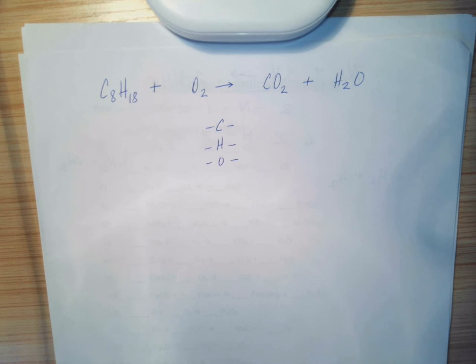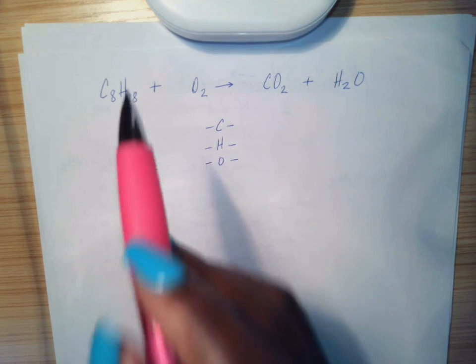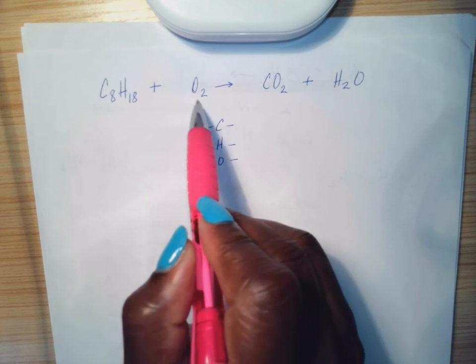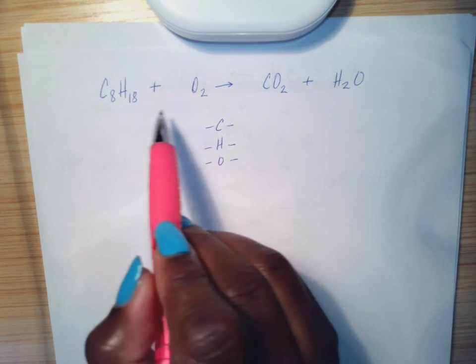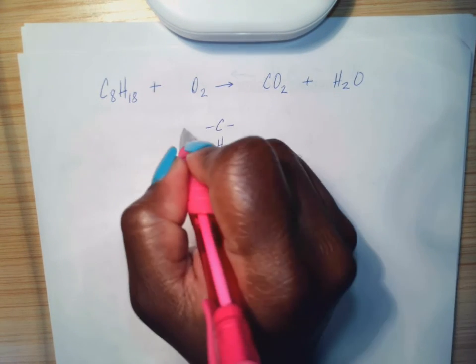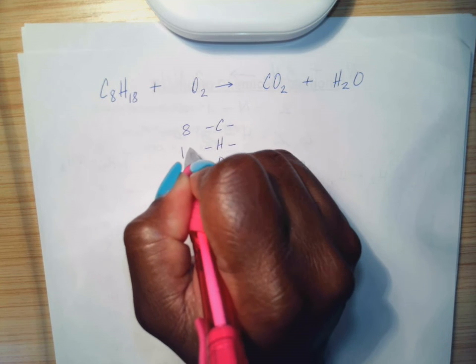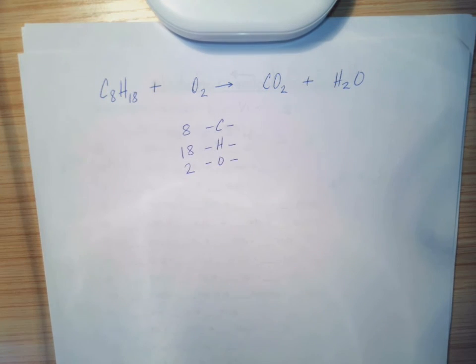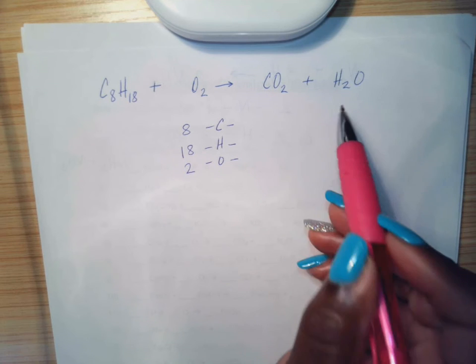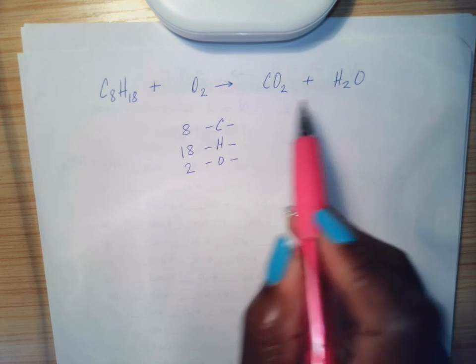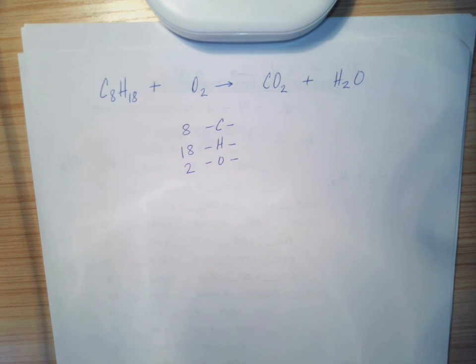So we have to look at the entire reactant side, the entire product side. So on my entire reactant side, each atom appears only one place. So I have 8 carbon, 18 hydrogen, 2 oxygen. Product side, that's not the case. My carbon and my hydrogen each appear only one place, but my oxygen appears in both compounds. So you have to make sure that you account for all of those oxygen atoms.